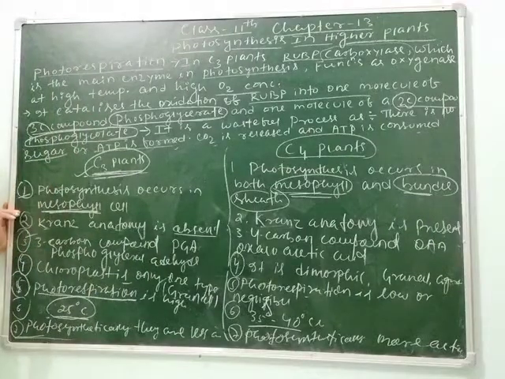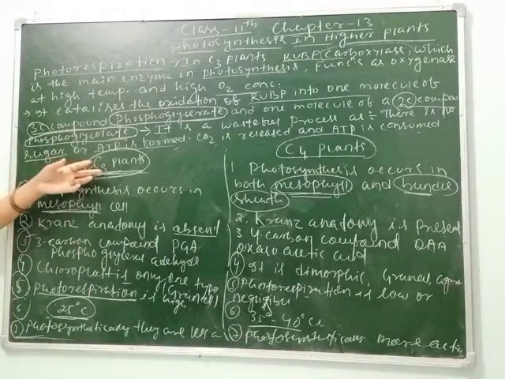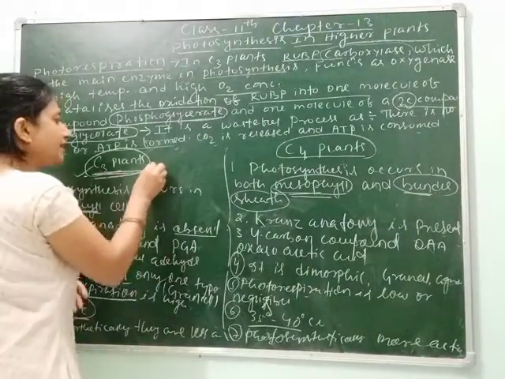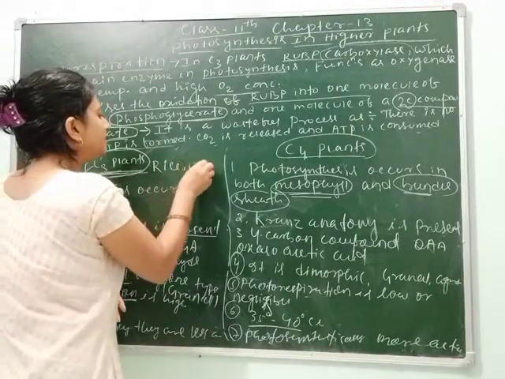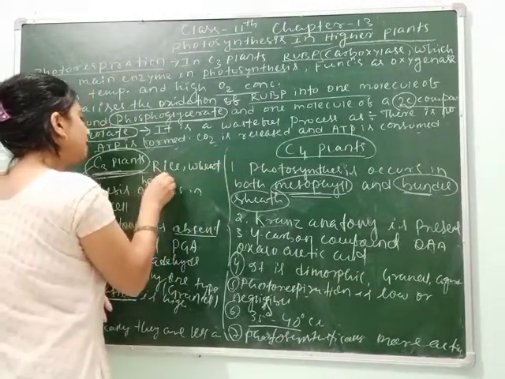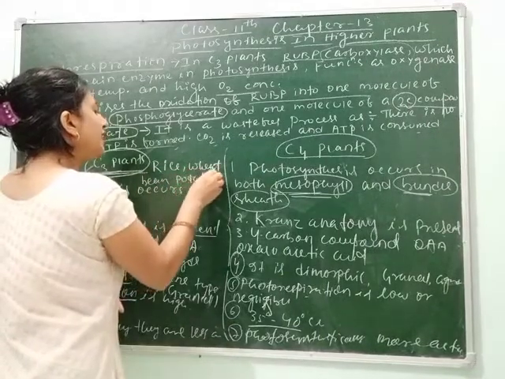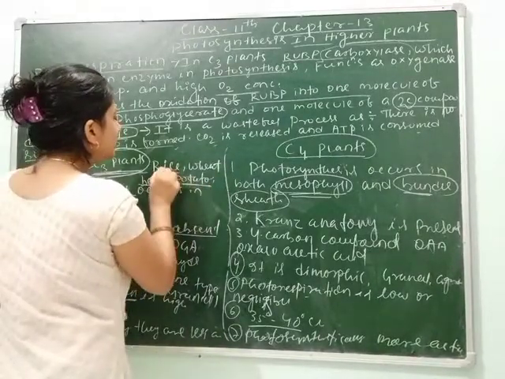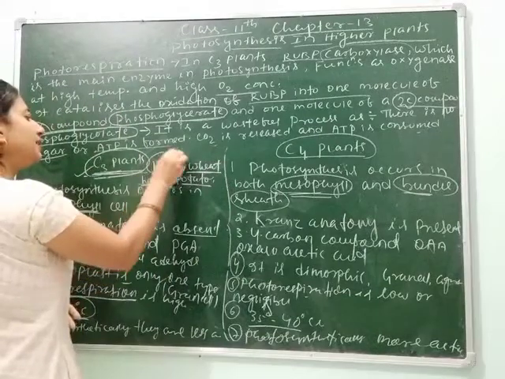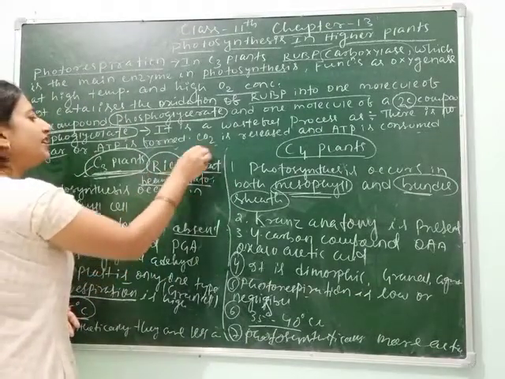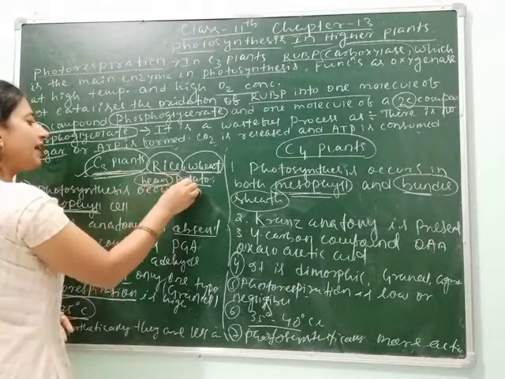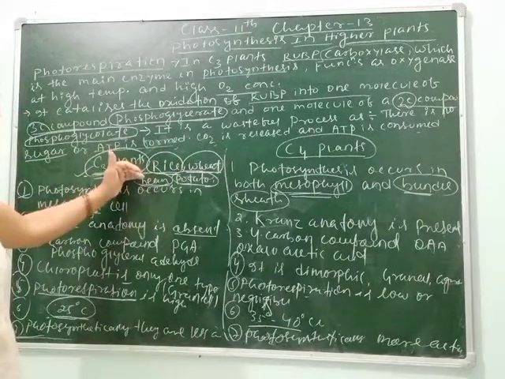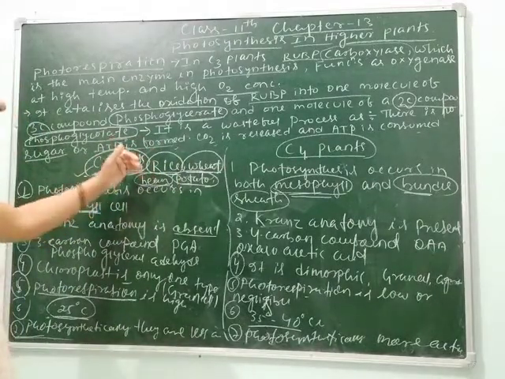Now let's see some examples which are considered as C3 and C4 plants. In C3 plants we can say rice, wheat, bean, potato, meaning both monocot and dicot. Both monocot and dicot plants show C3 type of photosynthesis. So you can see the examples. Rice is a C3 plant, wheat is a C3 plant, beans is a C3 plant, and potato is a C3 plant. They show less productivity compared to C4 plants.